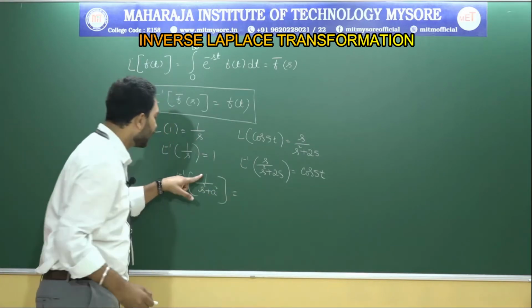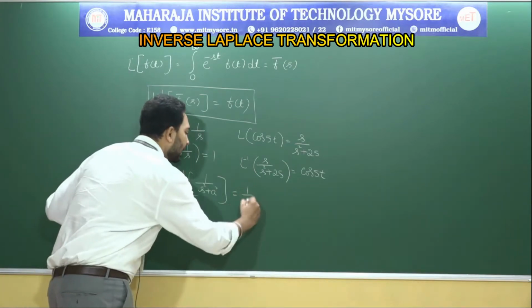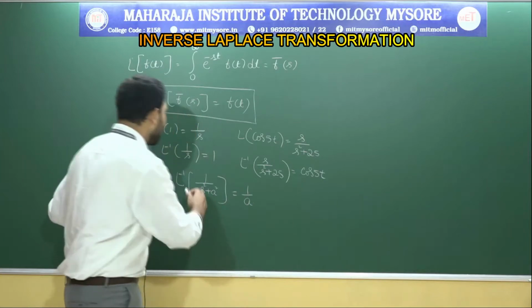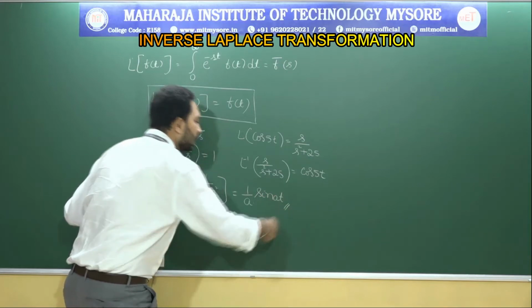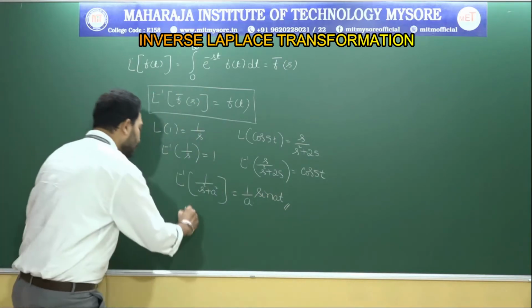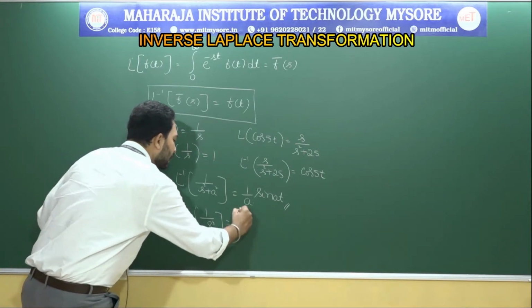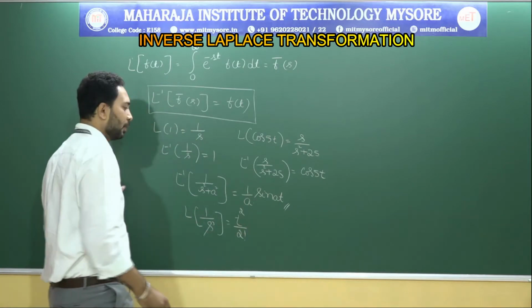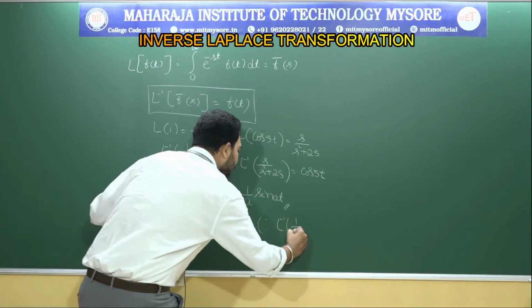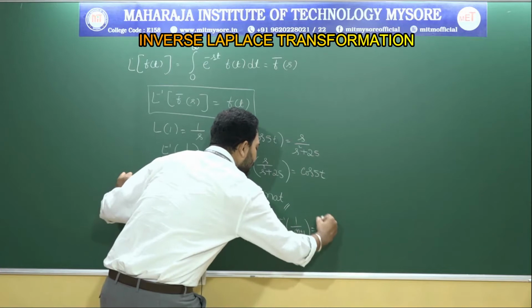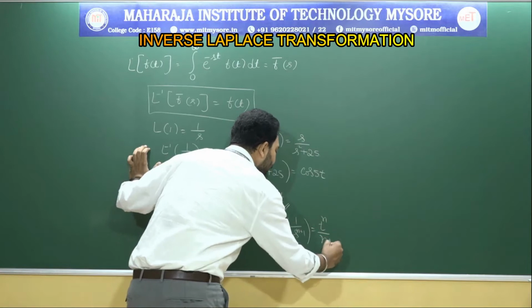Similarly, for Laplace inverse of 1 over s square plus a square, here I require a to get sin a t. So multiply and divide by a, we will get 1 by a into Laplace inverse of a over s square plus a square, which is sin a t. So similarly, Laplace inverse of 1 over s cube is t square by 2 factorial, because Laplace inverse of 1 over s power n plus 1 is t power n divided by n factorial.